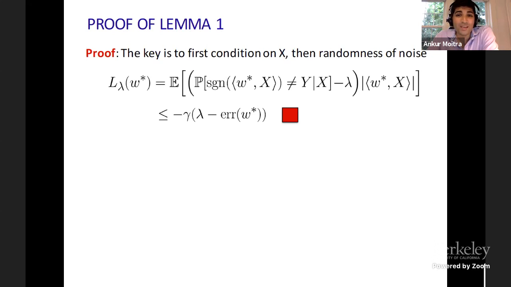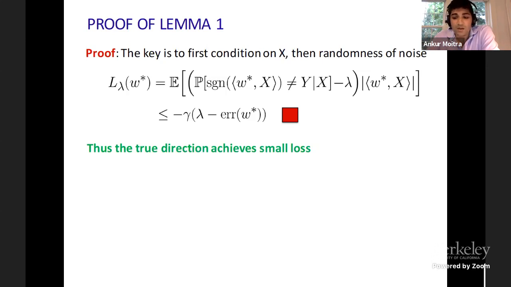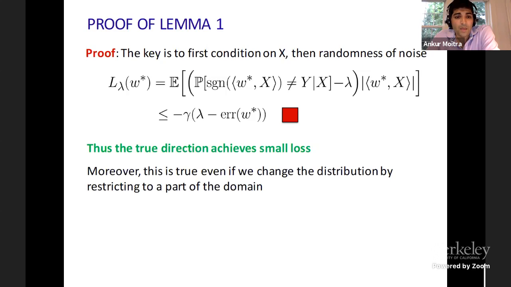And we only have one more key lemma to go until we're done with the analysis. So abstracting what this key lemma tells us, it tells us that the true direction W star achieves small loss. That's good. That's an important property in even the setup of our zero-sum game.